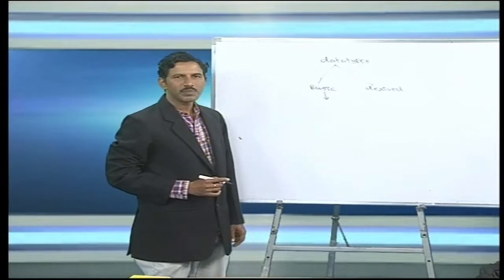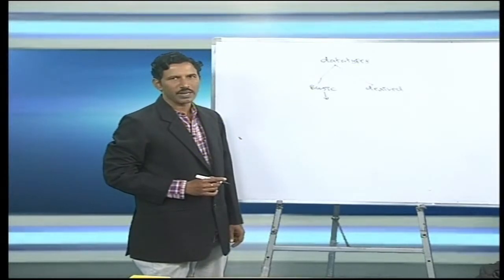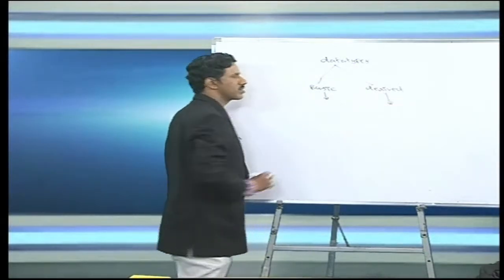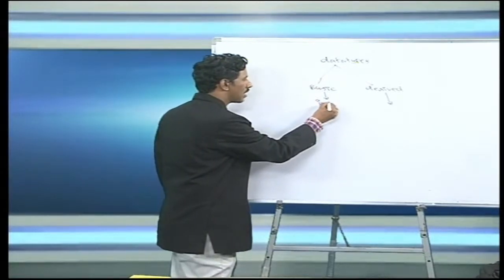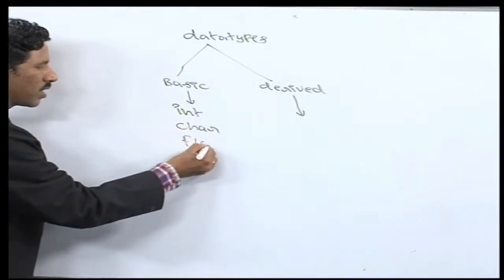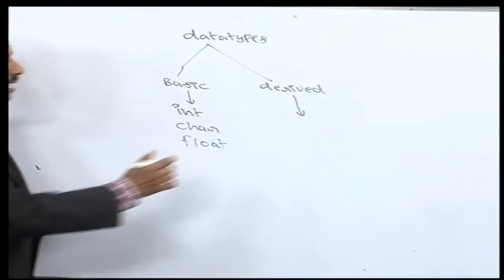The data types which are defined by the user are called user defined data types. Those are also called derived data types. Which are the basic data types you have? See, basically integer, character, and one more data type: floats.